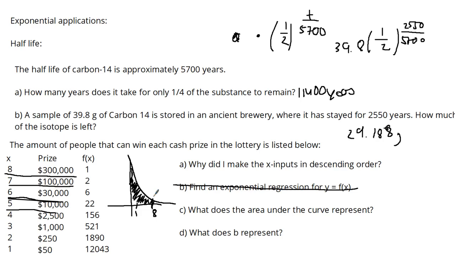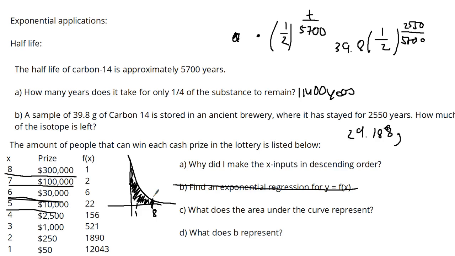As the prizes become infinitesimally small, as the amount of prizes become infinitesimally large, so it'll be like 1, 1.1, 1.2, 1.3, 1.4, we'll have an infinite amount of money. If you want to skip this, you can, because it really doesn't matter.